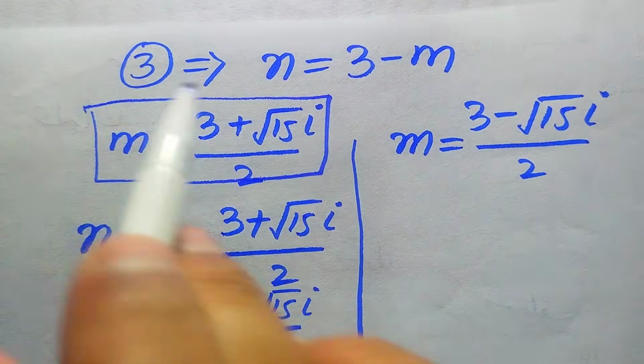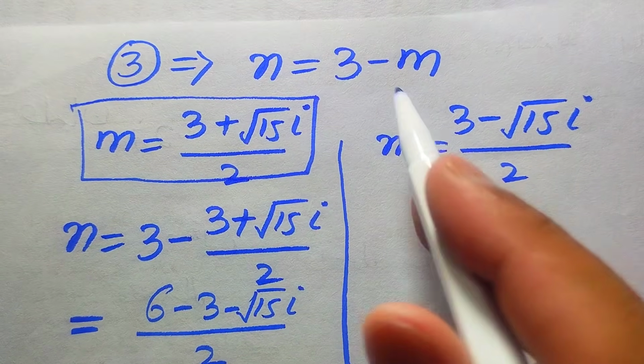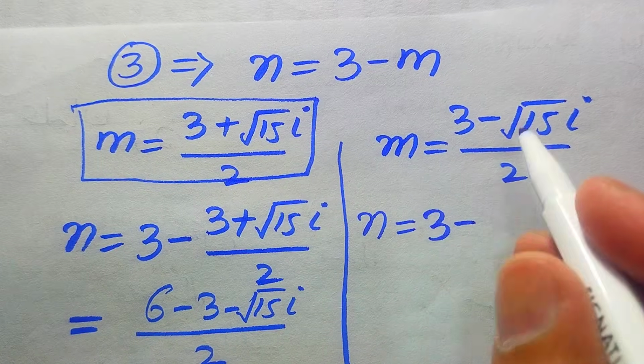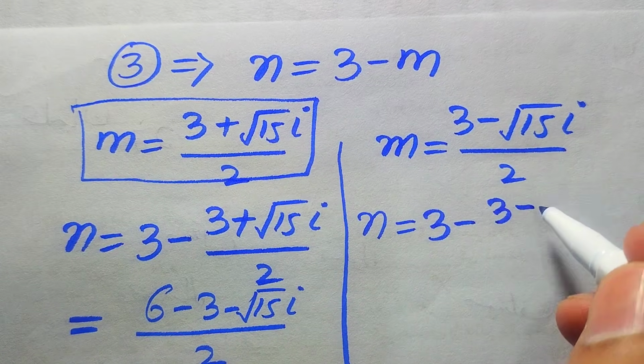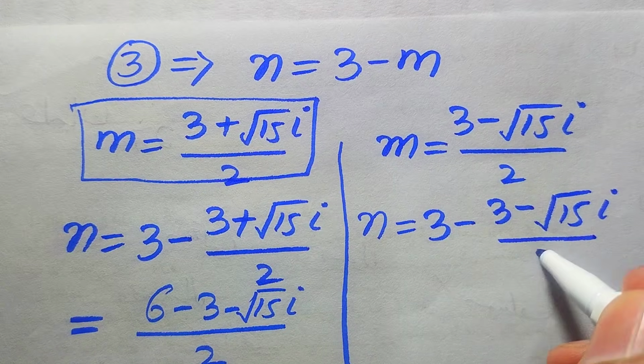In the same pattern, we need to find the other values of m, and in this case, when you use this value here, we get n is equal to 3 minus m. The value of m in this case is 3 minus square root of 15 iota, divided by 2.